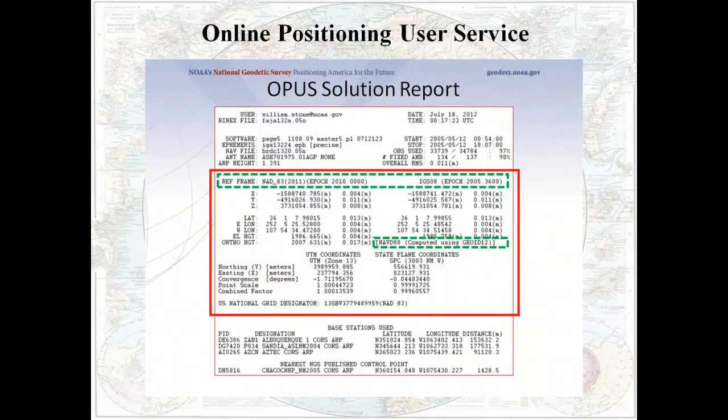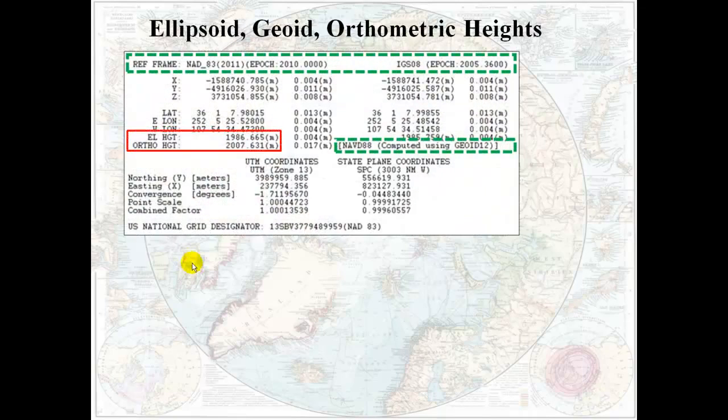So here's an example of the solution, what you get back after you've uploaded your data and it's been compared to the CORS stations. You get X, Y, and Z locations, so we get heights, X's, and Y's, and you can see that we're getting different kinds of things. We're getting both ellipsoidal heights and orthometric heights.